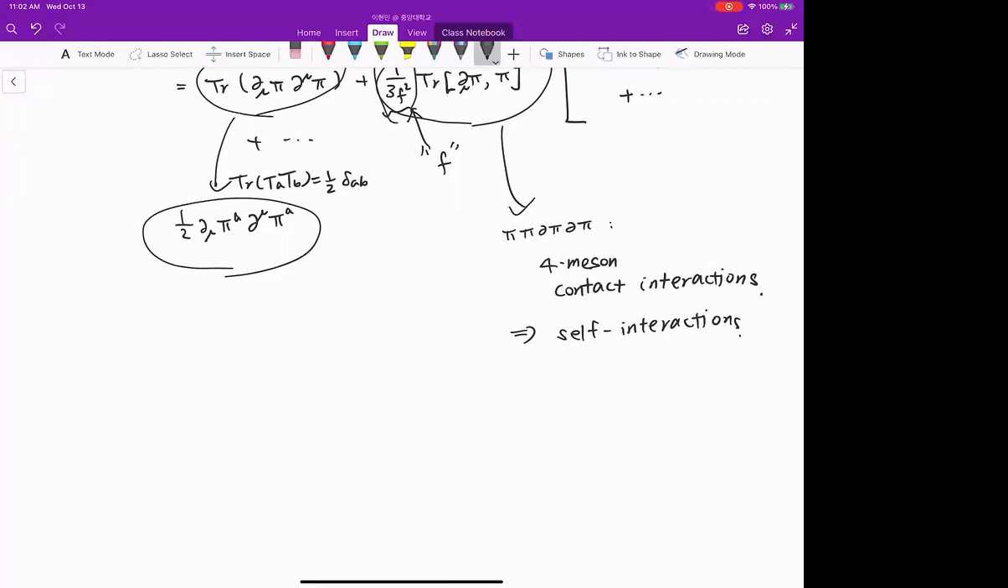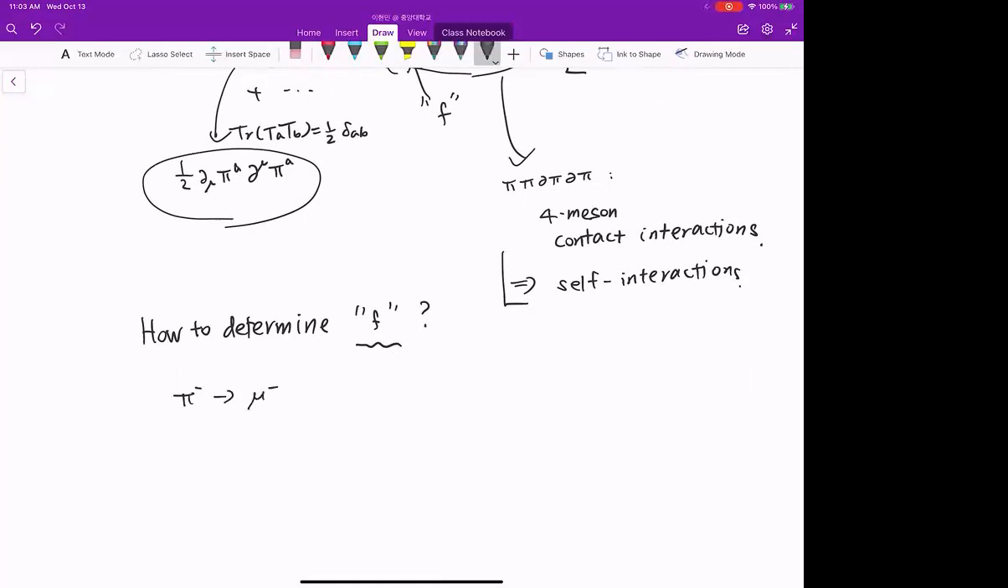Now I'm going to discuss how to determine the decay constant F. In principle, you can determine it if you have meson beams and let them collide, then measure the scattering angle of the mesons, and determine the strengths of these four-point interactions. But instead, you can determine F by another process, which is the decay of a charged pion to a muon and an antineutrino. This is the dominant decay mode for a charged pion.